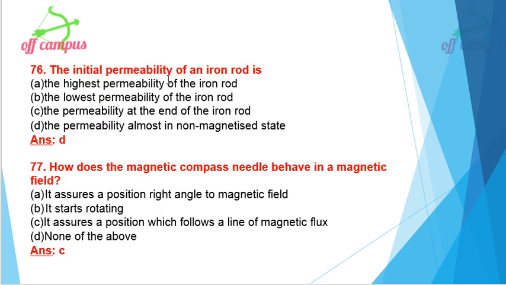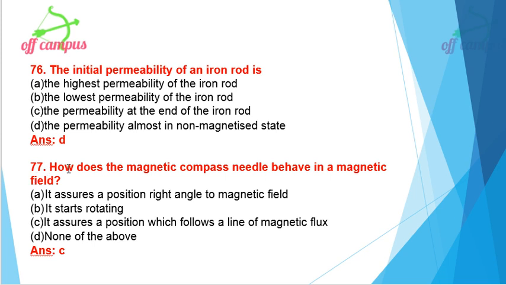The initial permeability of an iron rod is the highest permeability of the iron rod, the lowest permeability of the iron rod, the permeability at the end of the iron rod, or the permeability almost in the non-magnetized state. The initial permeability of an iron rod is the permeability almost in the non-magnetized state. Option D is the right option.